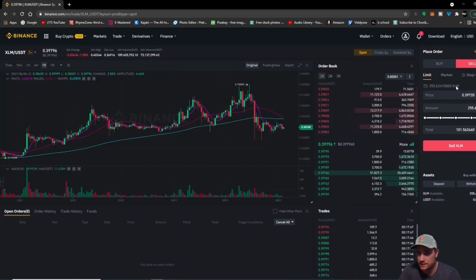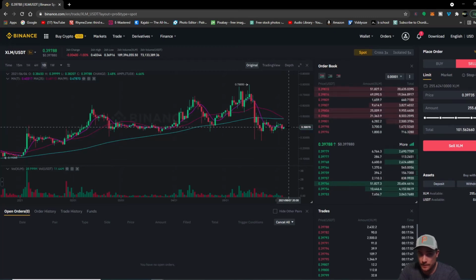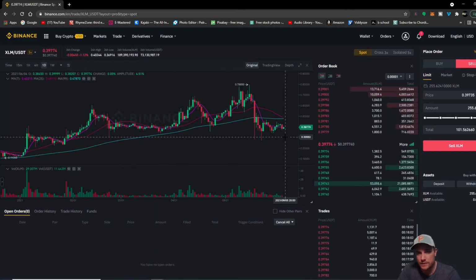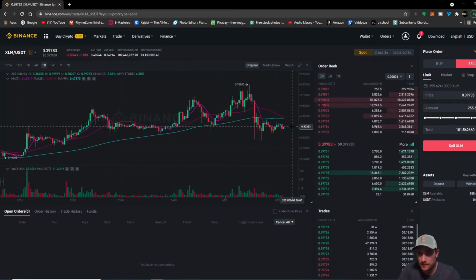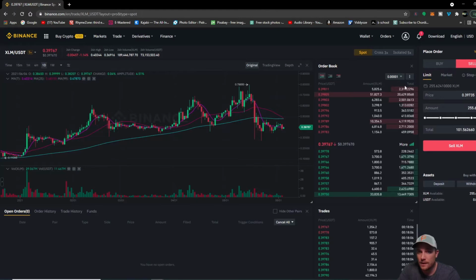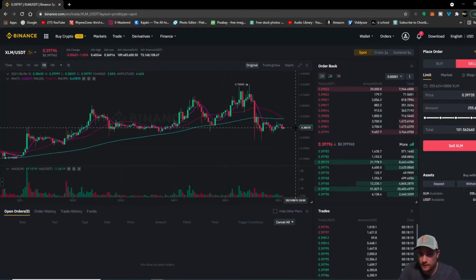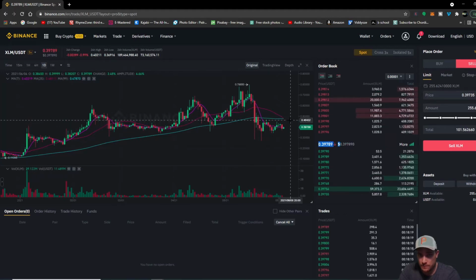I think there's actually a warning sign if you're more than 5% away from the current price action on here. It will warn you that you're about to sell it for a lot cheaper than what you could sell it for at this price. So if you are selling with a limit order, you want to make sure that you sell it for the same current price as you see on here. This is what the current price is. You want to make sure that you sell it for either more or that same price.